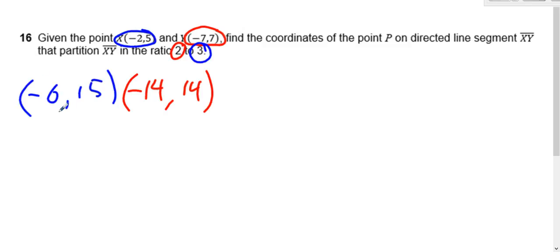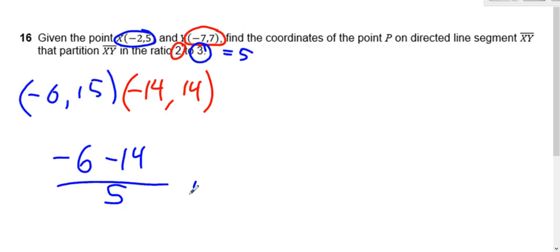So that's pretty much like the midpoint formula where you add the two numbers together and divide. But since we're dividing it into a 2-to-3 ratio, that's 5 parts. So we have to divide by 5. So we add those numbers together, -6 with the other x coordinate, -14, divided by 5. 15 plus the other y coordinate, 14, divided by 5.